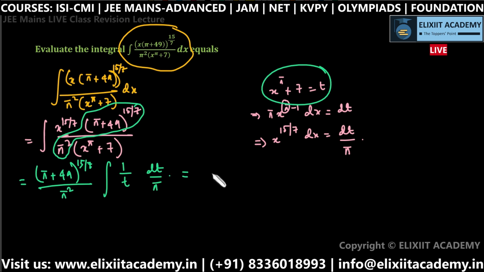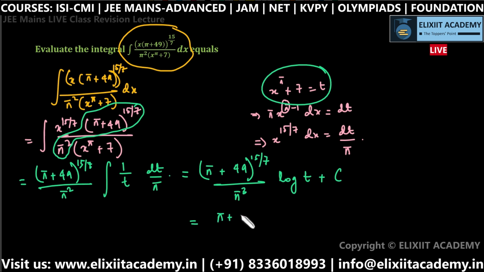So this is pi plus 49 whole to the power 15 by 7 divided by pi cube, integration of 1 upon t, which is log t plus c.